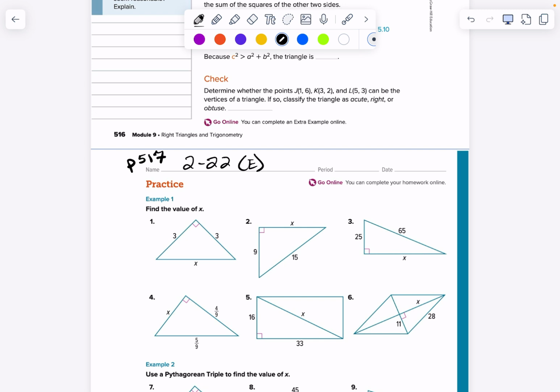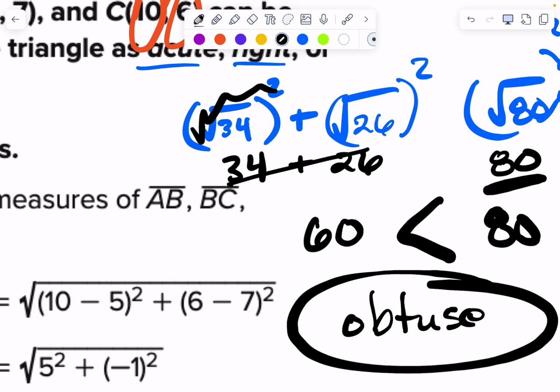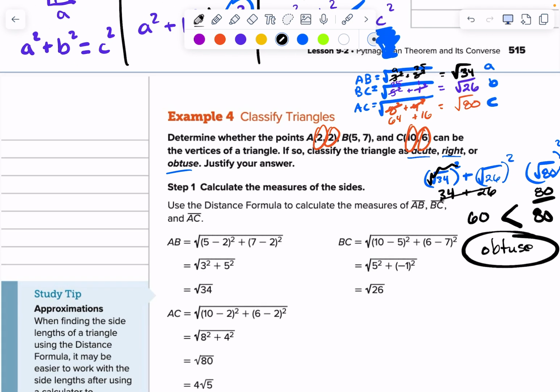Someone said the square root of 80 is bigger than the square root of 34 plus the square root of 26. Yes, but you have to square them. A squared plus B squared in relationship to C squared. So when you square them, the C side will still be bigger. You have to look at the squares, not the individual sides. Okay? All right, goodbye, people watching this video.